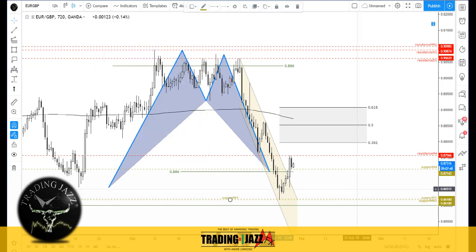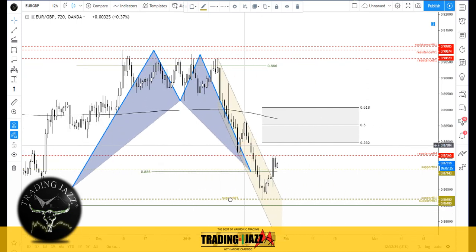So we're still respecting the monthly support printed last April, as I showed you before. We have the most recent daily and weekly supports respecting that level, which is always interesting to see. And we now have a new resistance above, the most recent one, the 4-hour fractal resistance, and this is also the previous support level.